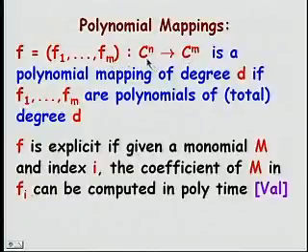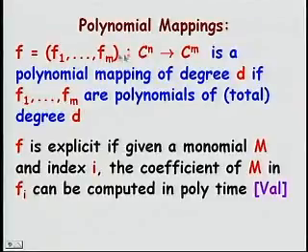For this part of the talk, I'm going to take the field as C, the complex numbers, although almost everything that I'm going to say is going to be true over any other field. So a polynomial mapping f, which is f1 to fm, from C^n to C^m, is just a mapping such that each coordinate of the mapping can be described as a polynomial in n variables. And I'm saying that the polynomial mapping is of degree d if each of these polynomials is of total degree at most d. So this is a polynomial mapping, very simple.